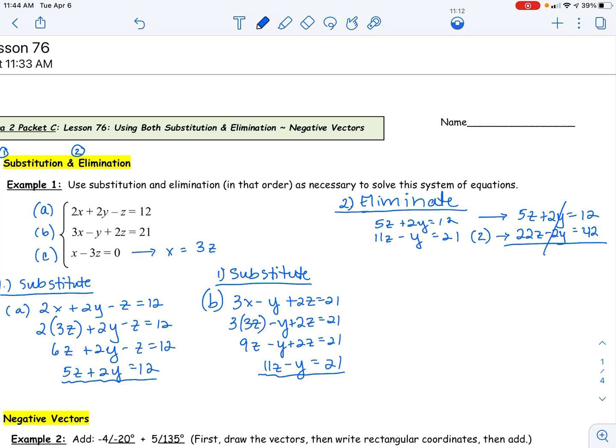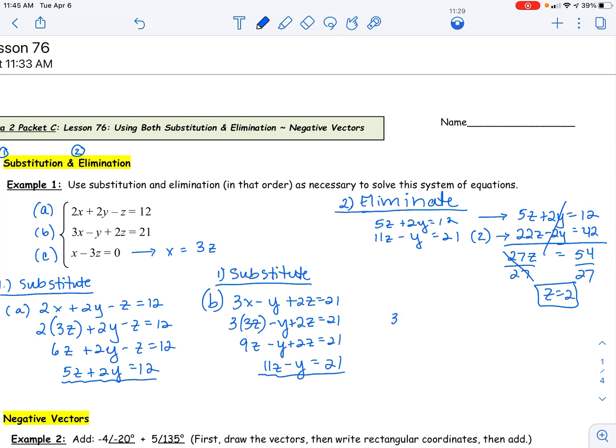And now we're going to have 27z equals 54. And if you divide both sides by 27, you plug that in your calculator, you're going to end up with 2. Z equals 2. So there's our first variable we've solved for.